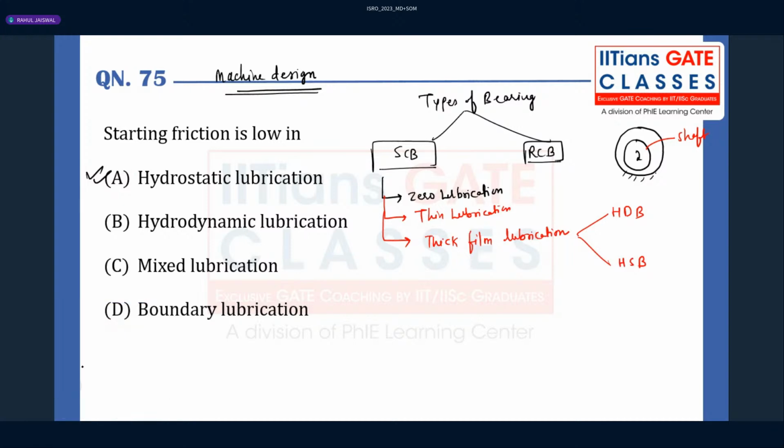In case of hydrodynamic bearings, the metal to metal contact is avoided with the help of lubrication, through the action called wedging action. In hydrostatic bearings, this metal to metal contact is avoided by lubrication supplied by a pump. Continuously with the help of a pump, we are supplying lubrication in between the shaft and bearing. Right?